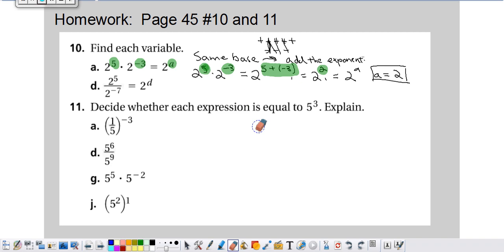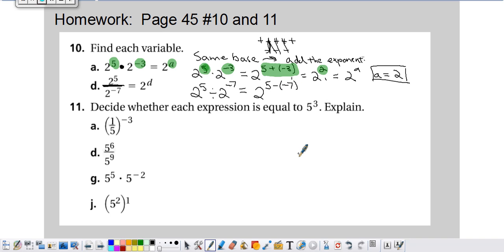Now, alternatively, when we have a problem that's not multiplication, because this problem here was multiplication, when we have a division problem, what we're really doing is we're subtracting the exponents. So that means my equation is going to look a little bit different. It's going to be not adding in the middle, but subtracting in the middle. So let's actually write this out again. So that's 2 to the power of 5 divided by 2 to the power of negative 7, and that equals 2 to the power of 5 minus negative 7.